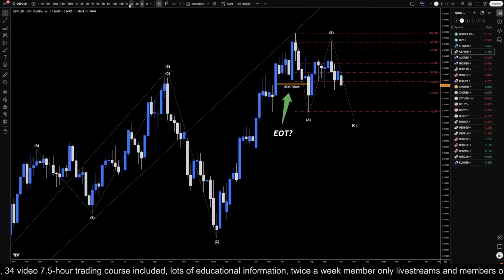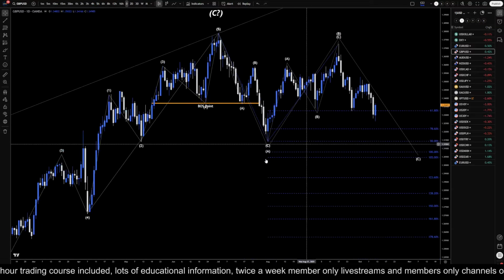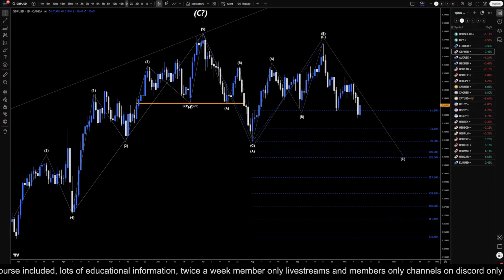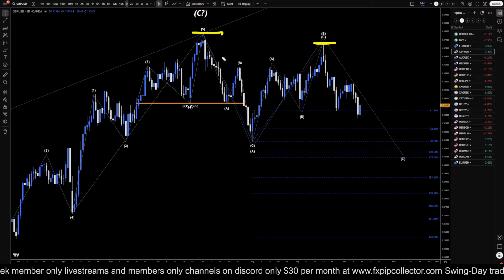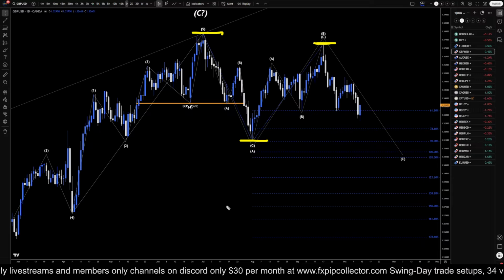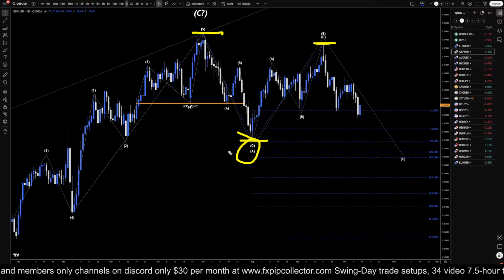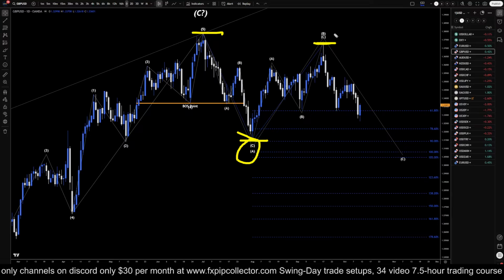Taking it down to the daily is where you can make out this possible regular flat pattern much more clearly. Now, I've been saying for a week or more that I think this is a regular flat, mostly because this wave B turned exactly at the 90% of wave A, which is a really good sign that it's a regular flat. So, impulsive down, three waves down, wave A, three waves up, wave B.